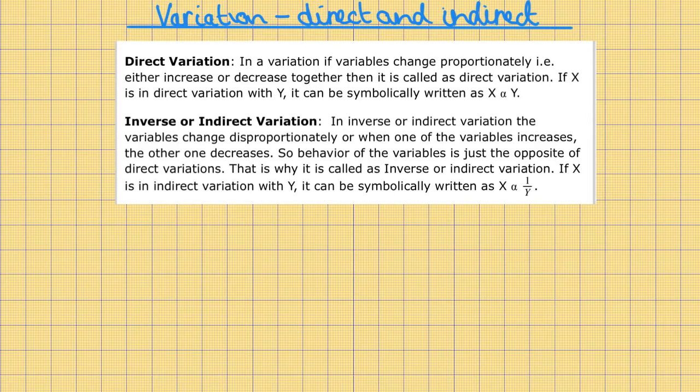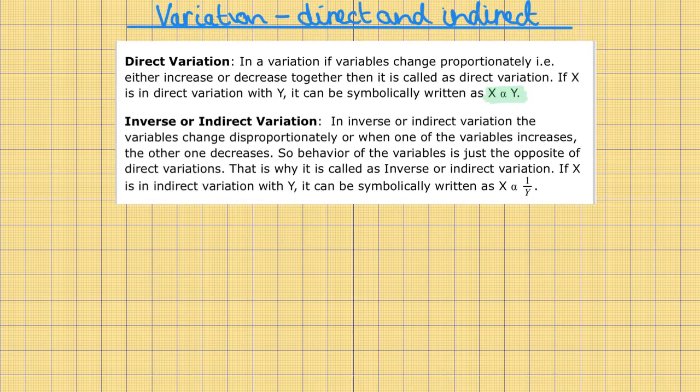Variation, direct and indirect. Direct variation. In a variation, if variables change proportionately, i.e. either increase or decrease together, then it is called direct variation. If x is in direct variation with y, it can be symbolically written as x is proportionate to y.